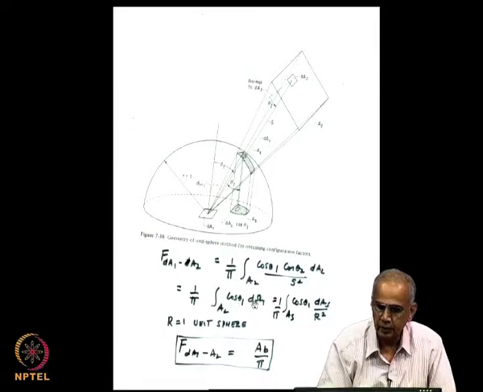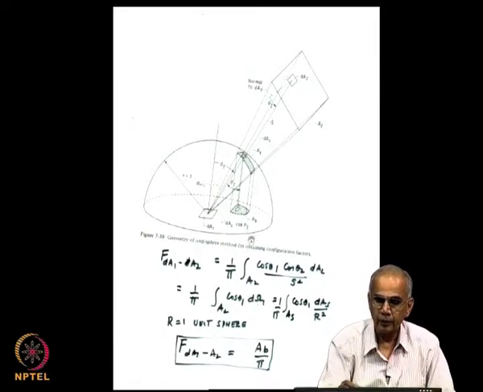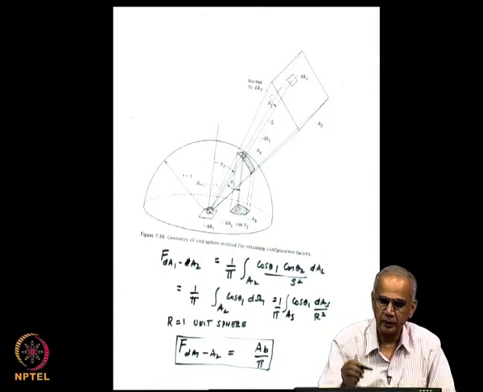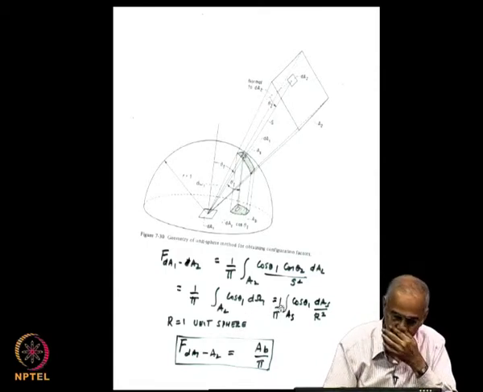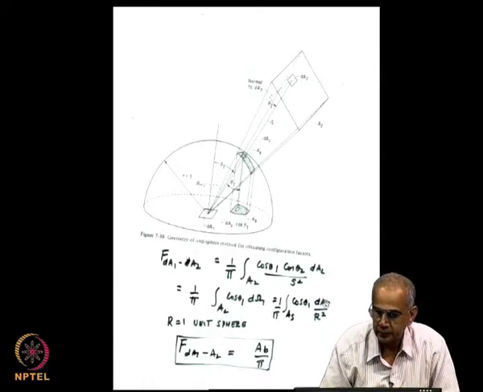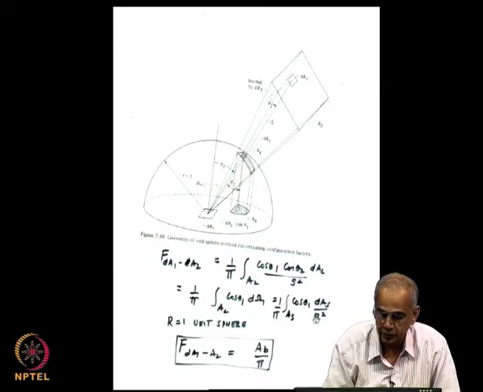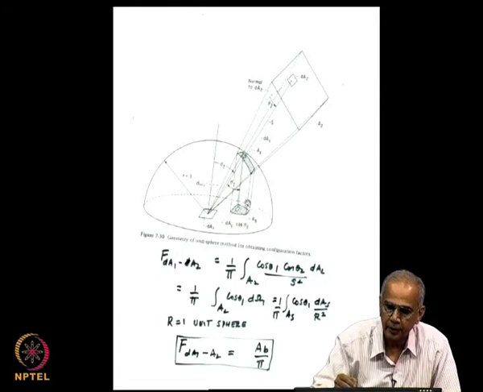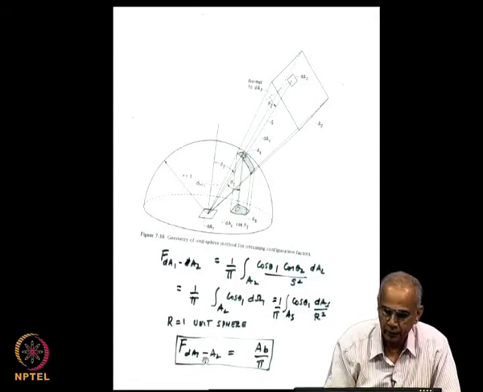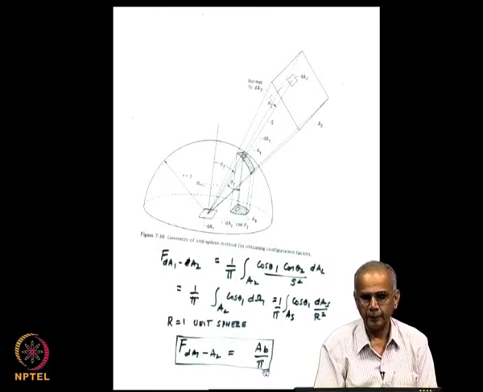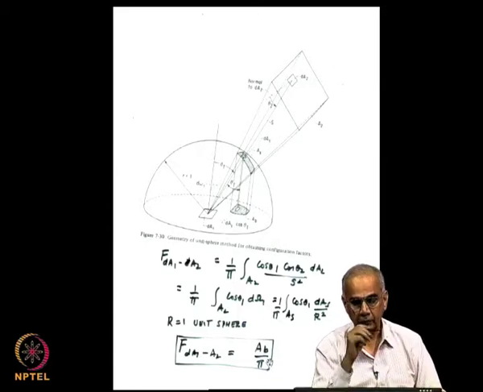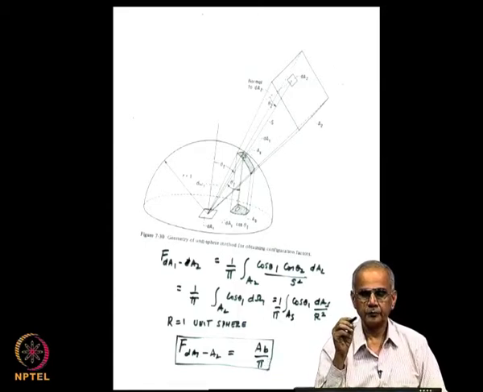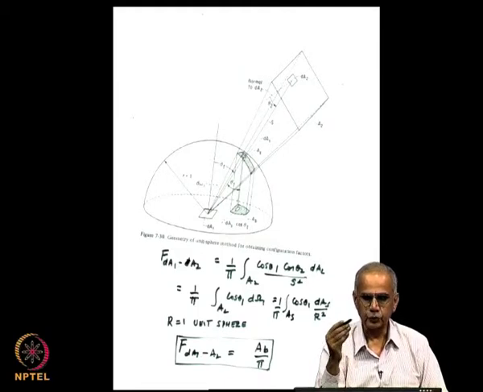Your cos theta 1 d omega 1, where d omega is the angle subtended by dAS and dA1, and on a sphere when you integrate this, you will get it as dS by r square, where r is a constant. So, when you integrate this, you will get cos theta 1 dS, which is nothing but AB. So, finally, you will get F dA1 dA2 as AB by pi r square. If you take r as unity, it is nothing but AB by pi.